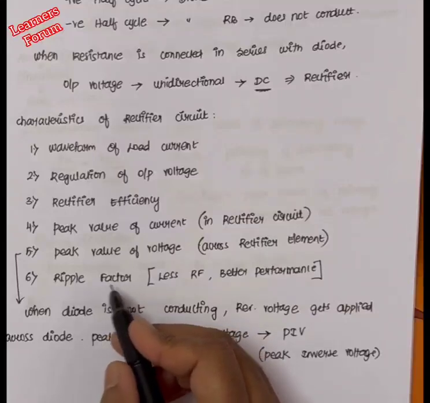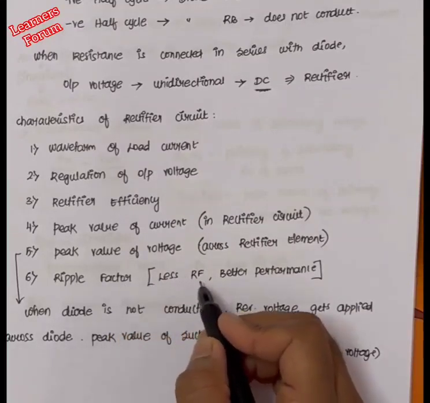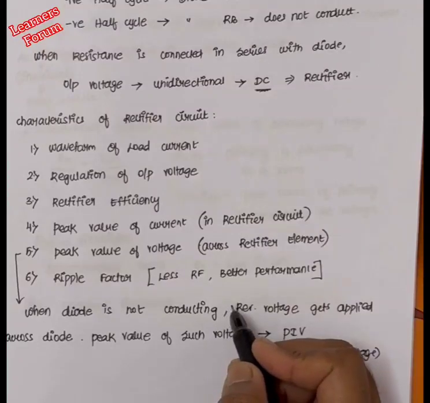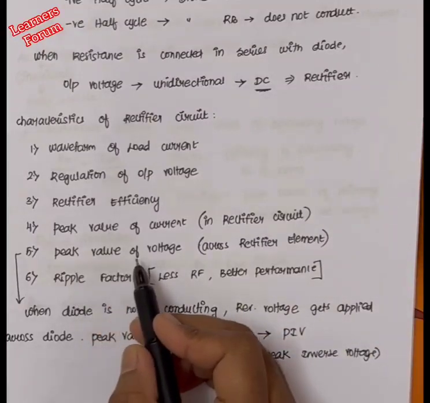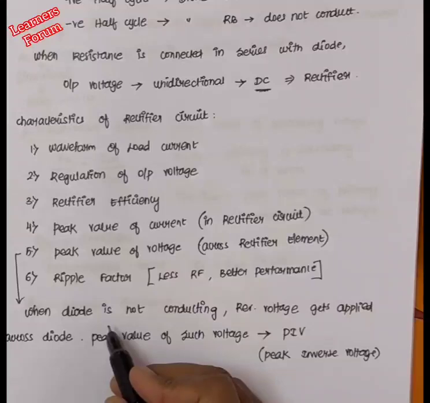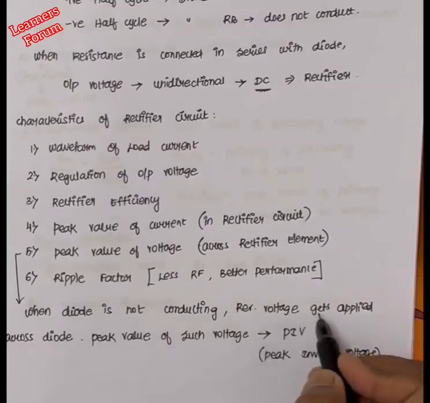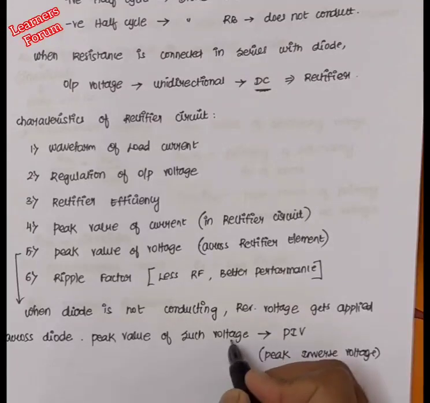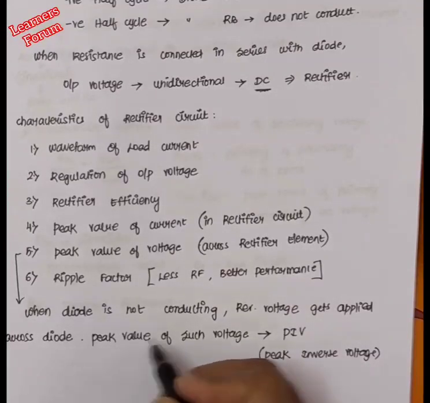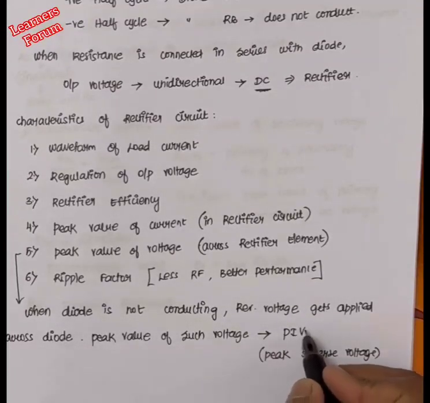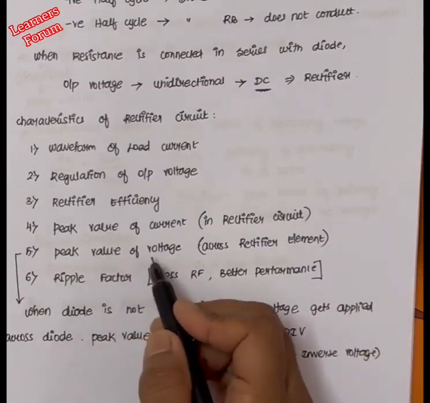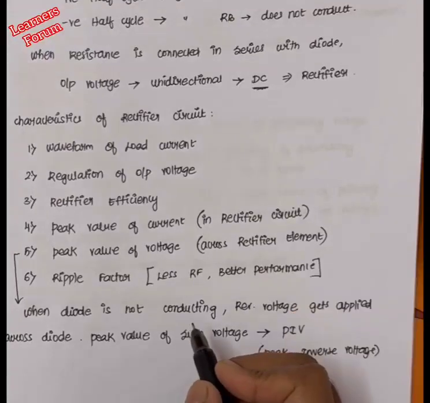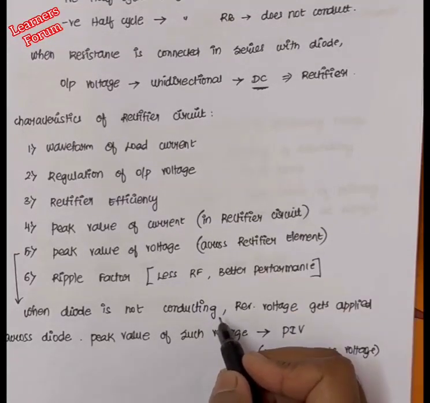And the last one is ripple factor. The lower the value of ripple factor, the better the performance. These are the characteristics of a rectifier circuit. When we talk about peak value of voltage, when the diode is not conducting, the reverse voltage will be applied across the diode. In that condition, the value of voltage will have a peak value, and that is called peak inverse voltage. That is the value of voltage obtained across the rectifier element, the diode. So these are the characteristics of a general rectifier circuit.